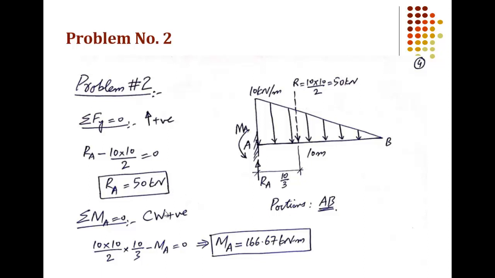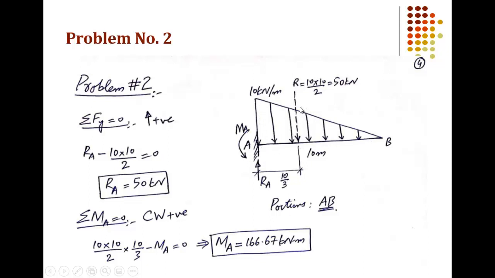The second reaction can be calculated by applying the second condition of equilibrium. Let's take the sum of moments about point A equal to 0, and our convention will be that we take clockwise moment as positive. RA is already determined, but we are taking the sum of moments about point A. As RA is passing through point A, it will not produce any moment about point A. So only the resultant of this triangular load will produce moment about point A.